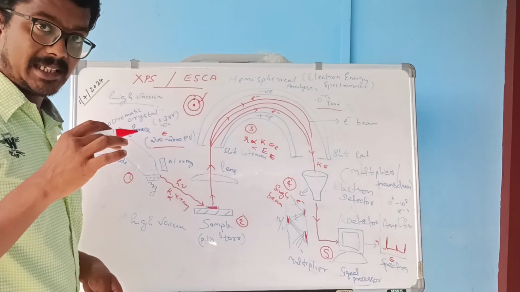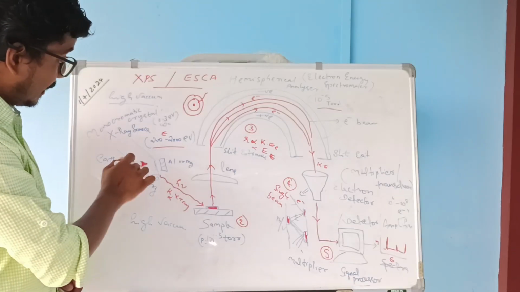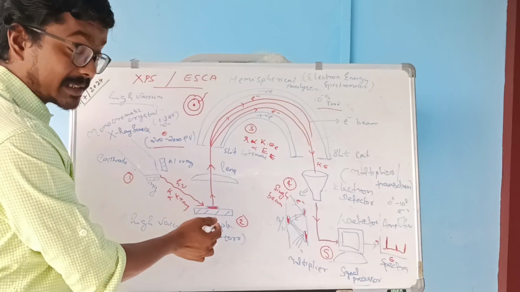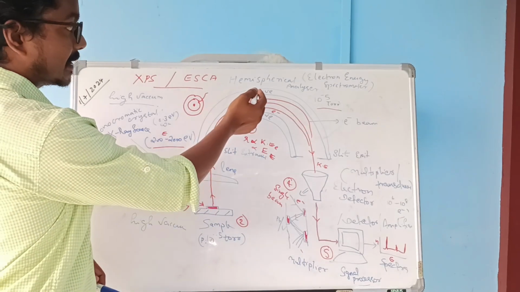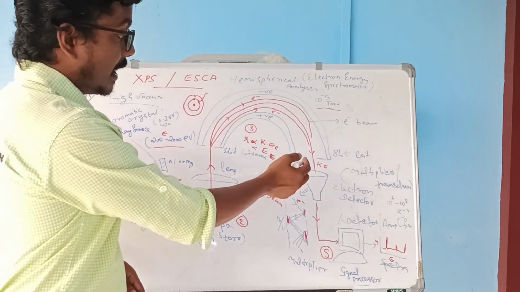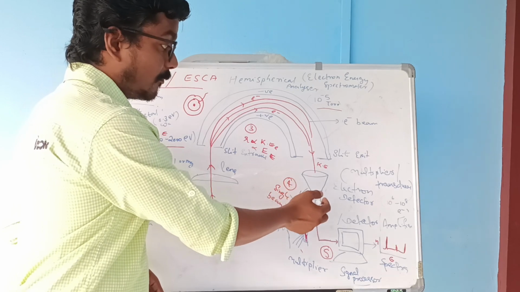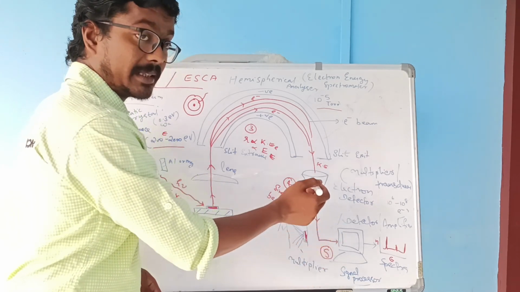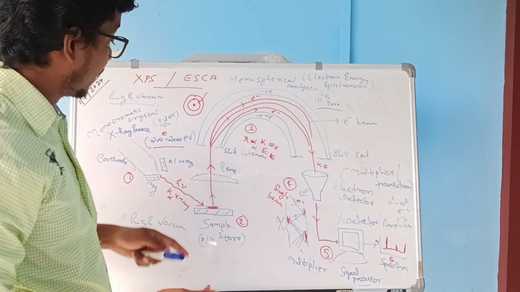So let me repeat it simply. The first part is the X-ray source. Second is the sample holder. Third is the hemispherical analyzer. The electron beams are collected at the fourth, the electron detector. And finally, at a signal processor or detector, we get the spectra.